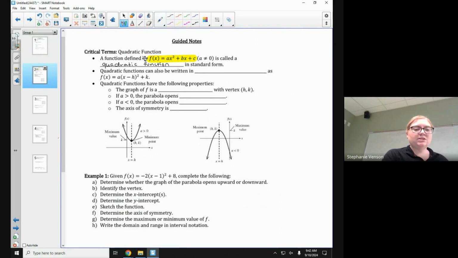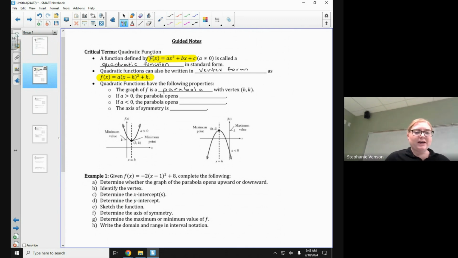So your next bullet point says quadratic functions can also be written in vertex form as f of x equals a times x minus h squared plus k. Those are the 2 forms we'll focus on today. I tell you this all the time, but math people aren't creative. It's called vertex form because when you look at it, you can see the vertex. So the graph of f is a parabola. Every quadratic function has a parabola graph.